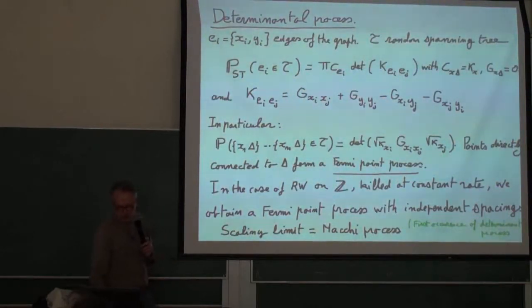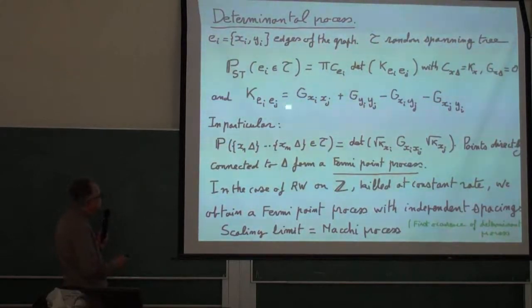Let me quickly mention, I will not say much, that when you look at the edges of such a random spanning tree, they form a determinantal process. And this is because, if you look at this law of the random spanning tree, the probability that certain edges belong to it is given by the product of the conductances of the edges times the determinant of a matrix which is obtained from the Green function.